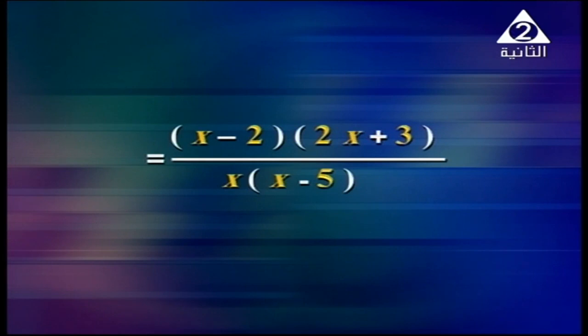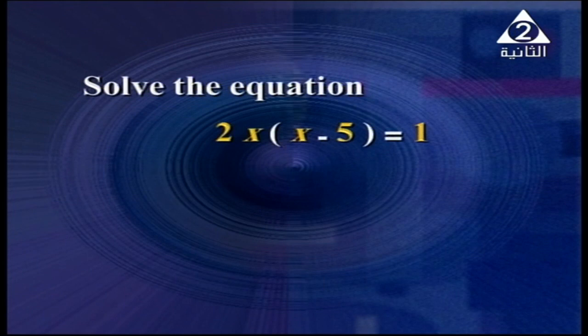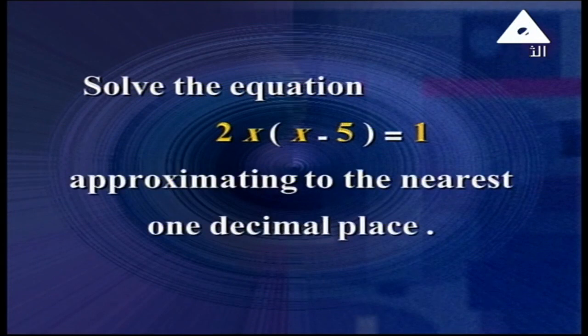Let us have another example. Solve the equation 2x(x minus 5) equals 1, approximating to the nearest 1 decimal place. First of all, to find the solution set of such an equation, you must expand the bracket. How? Let us try to solve it. 2x(x minus 5) equals 1. So we can expand the bracket. How? It will be 2x to the power of 2 minus 10x minus 1 equals 0.